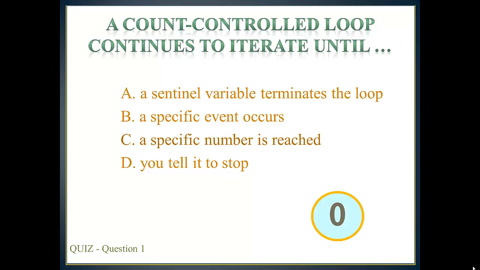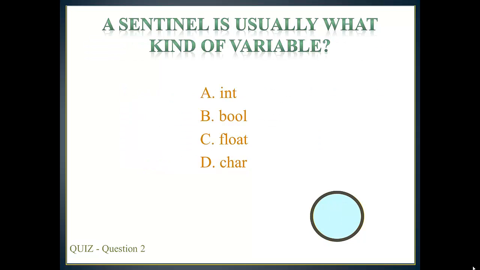A count-controlled loop continues to iterate until a specific number is reached. A sentinel is usually what kind of variable? A sentinel is usually a Boolean.